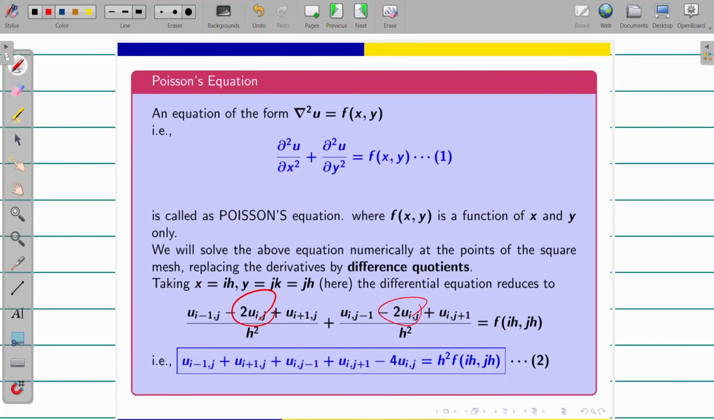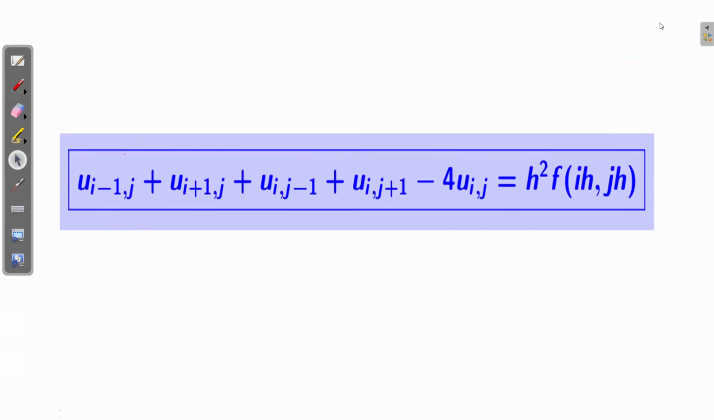Here you do not need to memorize this one, guys. I will give you a clue on how to understand that formula. No need to memorize this. This is the Poisson equation formula.